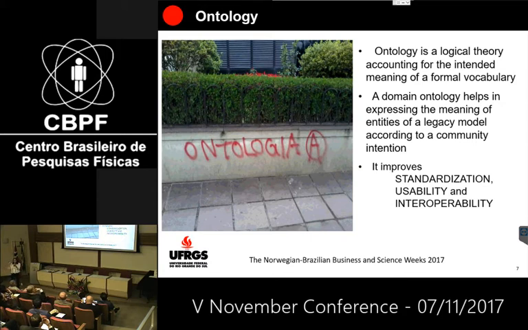When you have some strict rules to model the entities of the world or the entities of the conceptualization, you can create more precise models. And these models help provide the meaning of the entities in a legacy model or in the newly acquired domain that we are studying. So ontology supports you in expressing, in a formal way, the meaning that is intended by a community when they use some vocabulary.